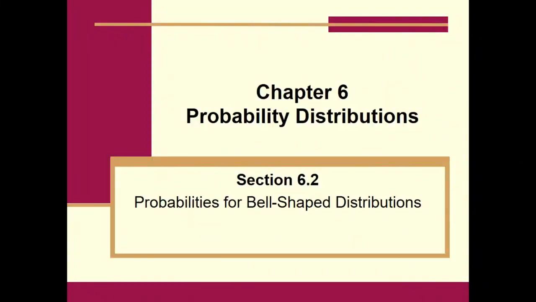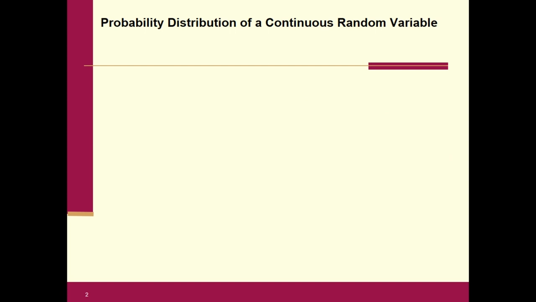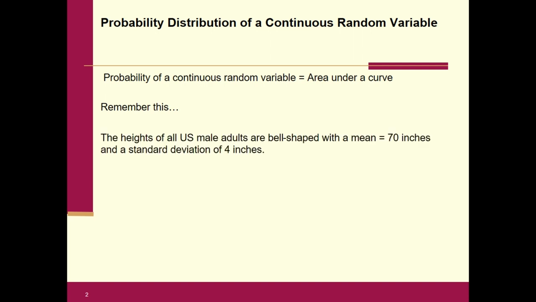Good day, stat students. Today we're going to talk about 6.2, and we're going to get into the probability distribution of a continuous random variable. What you have to do with regards to continuous random variables is associate the probability of a continuous random variable with, believe it or not, an area under a curve. Area under a curve.